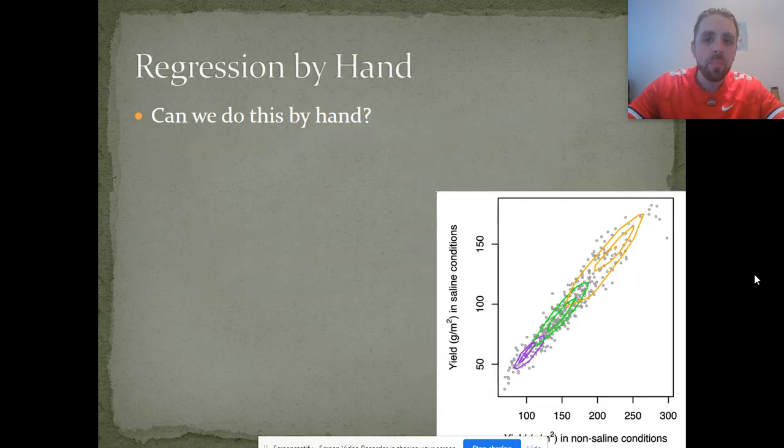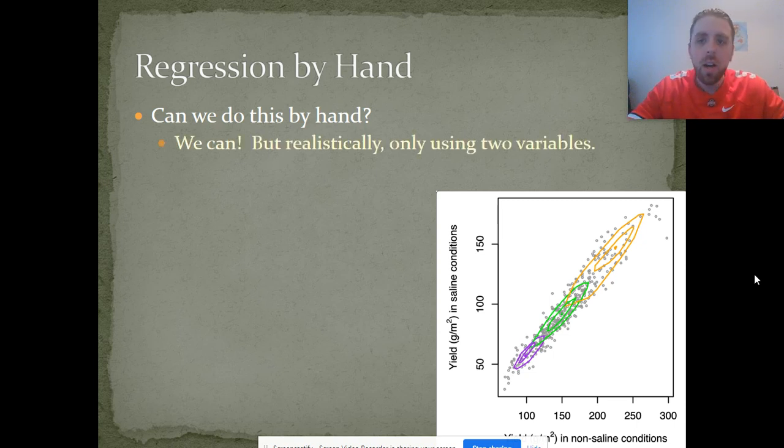Okay, so here's the million-dollar question. Can we do this by hand? Can we use our 5 fingers and our powerful little brains to predict values of y given the units of x, and use that to establish the slope coefficient of a line and the y-intercept according to that slope coefficient? Of course we can, but realistically, we can only do this using 2 variables.